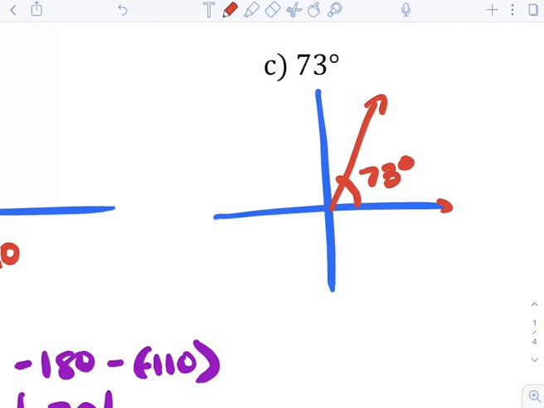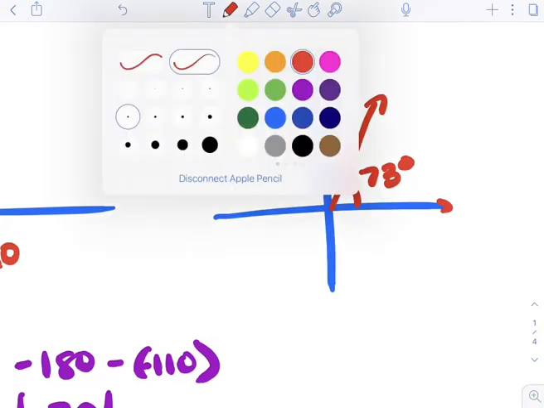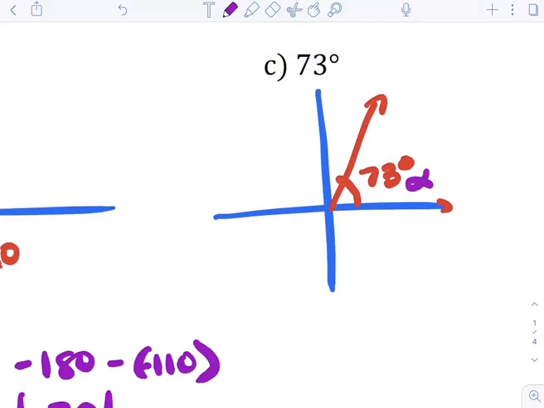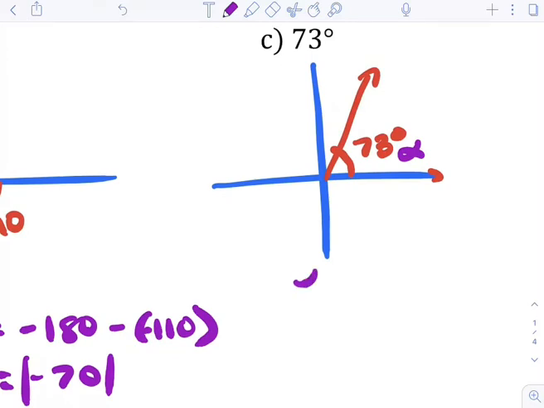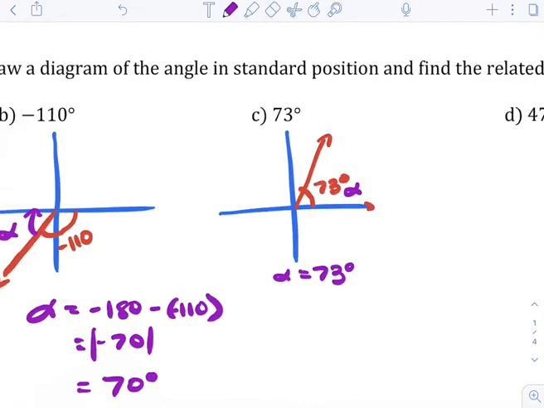In this case, the principal angle of 73 is the same as the related acute angle, because the related acute angle is an angle that's created between the terminal arm and the x-axis. So in quadrant 1, the principal angle is the same, 73 degrees.